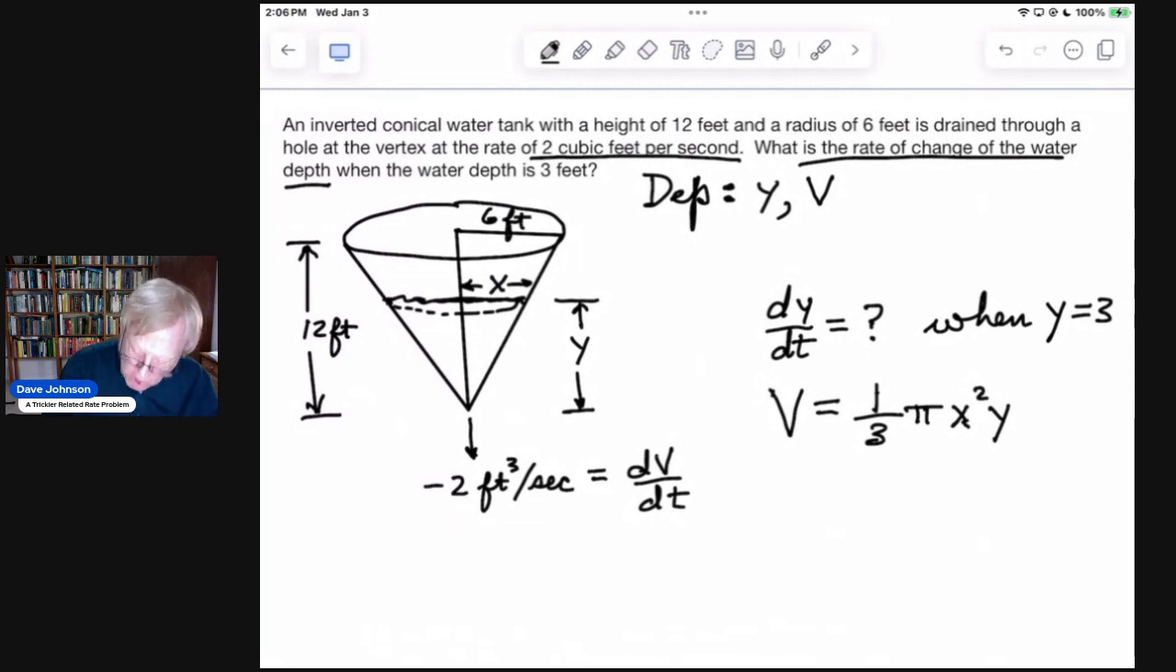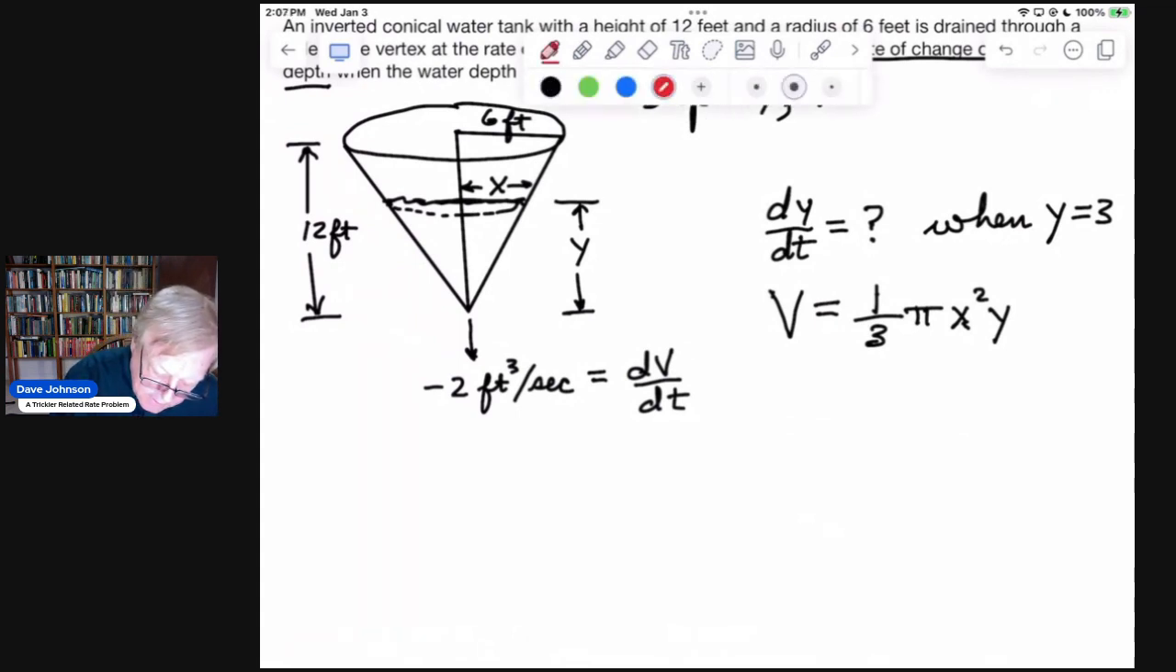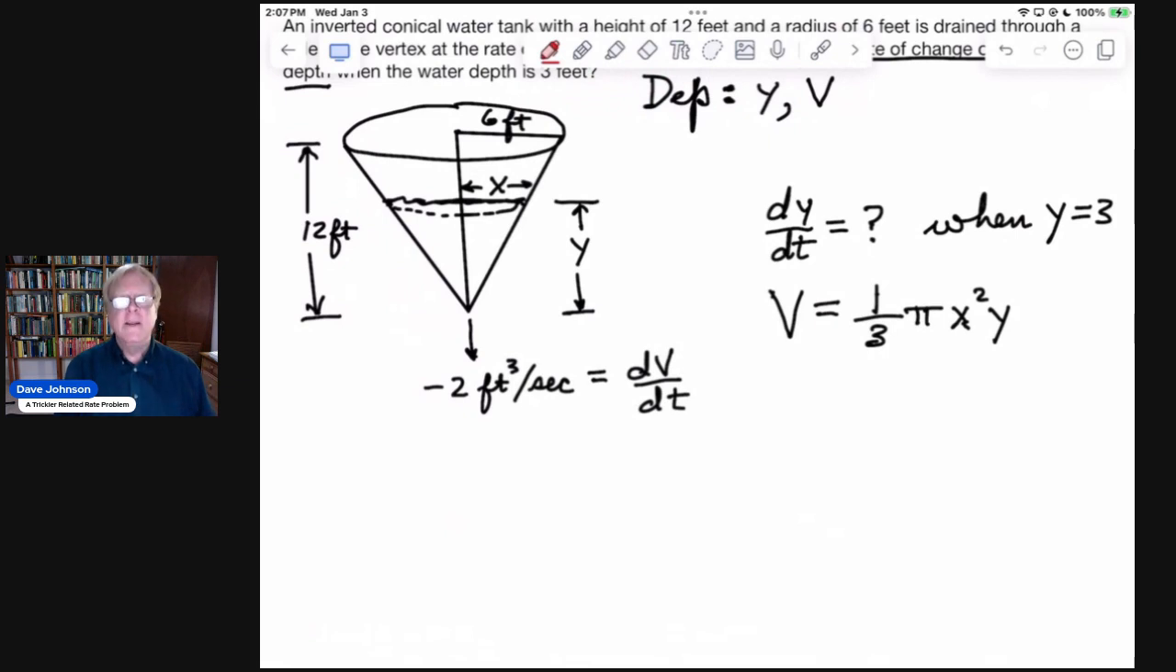Okay, so now it looks like we've got too many variables on the right side. We've got an x and we've got a y, but what is the relationship between the x and the y? Well, we can use similar triangles. Similar triangles often helps. That's not the only way to solve problems like this, and you may need other techniques, but what triangles am I talking about? Well, that triangle and this triangle.